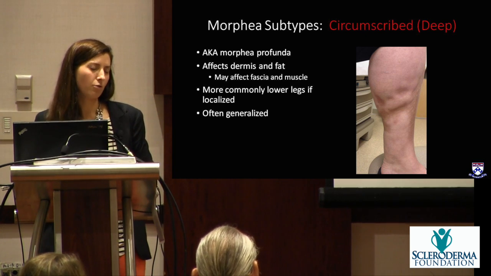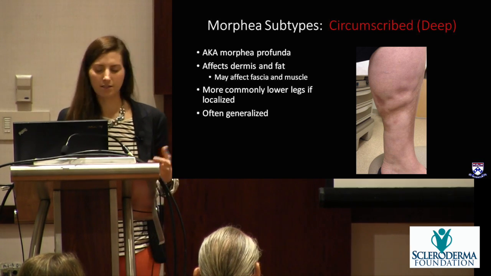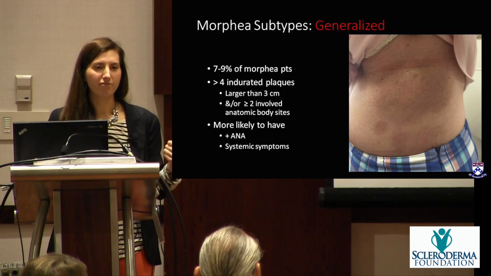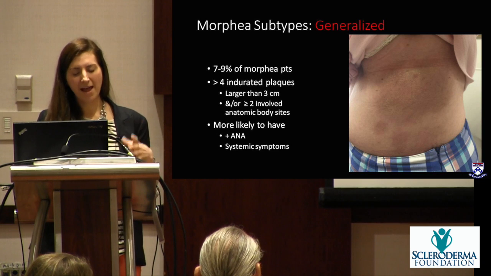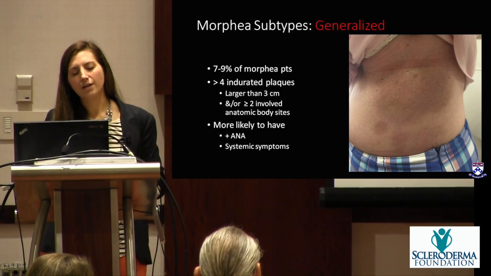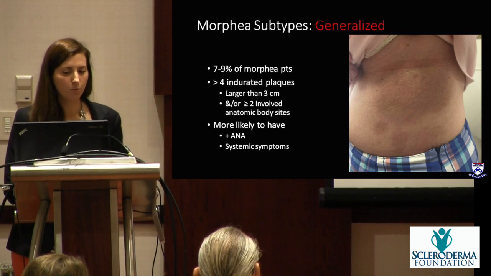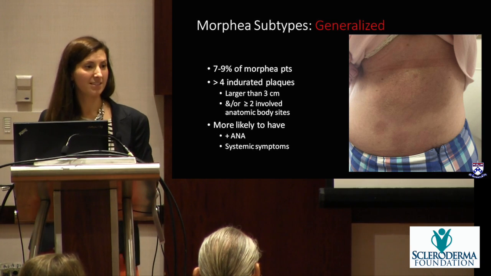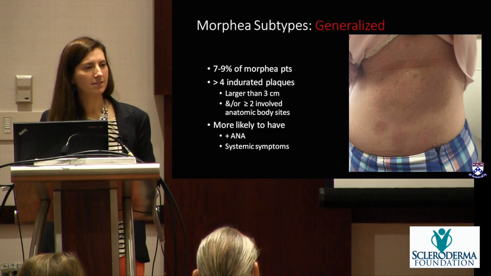Most commonly when it's localized, it's on the lower legs, but more commonly, deep morphea is generalized in nature. Generalized morphea can be superficial, meaning it can look very similar to that circumscribed patch or plaque. You just have more of it, typically more than 4. These patients, when it's generalized and superficial, are more likely to have a positive ANA, so autoimmune antibodies, and more likely to have systemic symptoms.